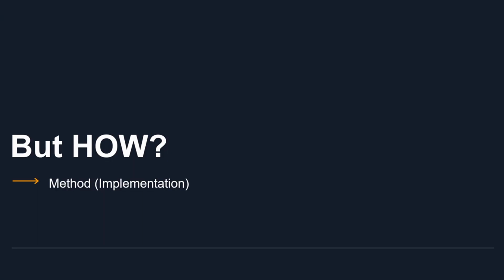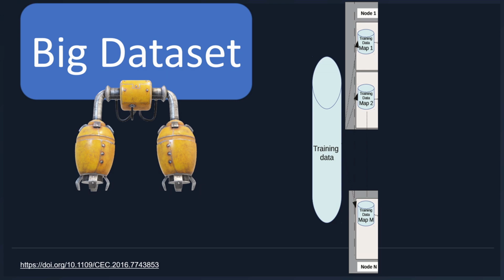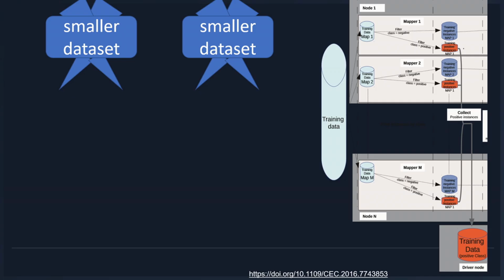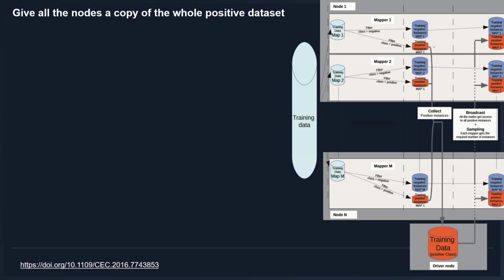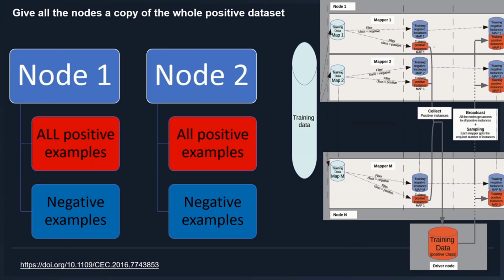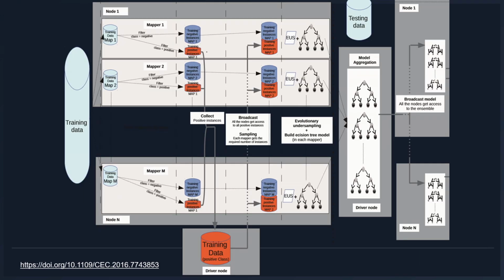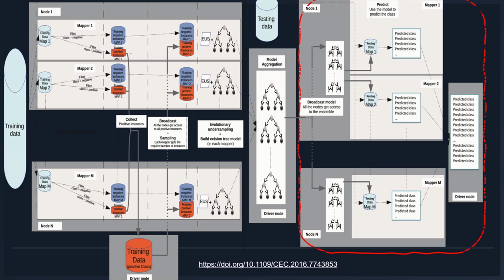So here comes the most interesting part. How does this paper address the problem? First, the data is split into smaller subsets on a distributed file system. It is then filtered to extract positive and negative examples, and all the positive examples are collected. All of the positive examples and a subset of negative examples are sent to each node. The EUS algorithm is used to further reduce the dataset. Then decision trees are built for each reduced dataset and collected at the end. Classifiers classify data points on multiple nodes and produce the results, which are collected at the end.